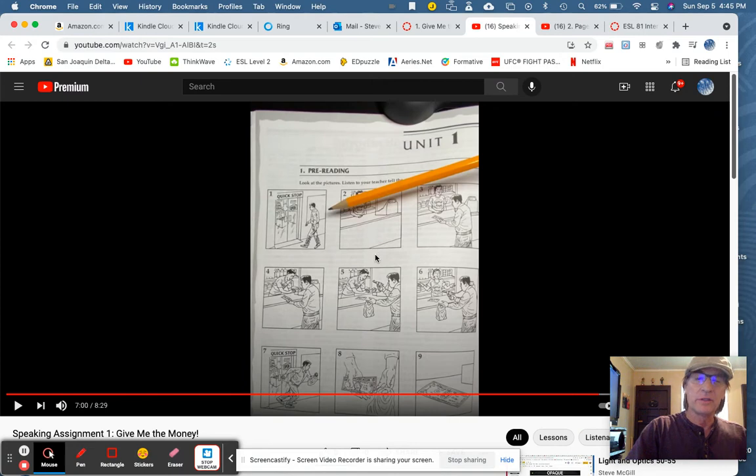Let me play this just a little longer so you know what to expect. But again, as I'm pointing to the pictures, you're telling me the story in your own way, in your own words. That means you're not reading it, you're trying to remember what the story was and then retell the story.